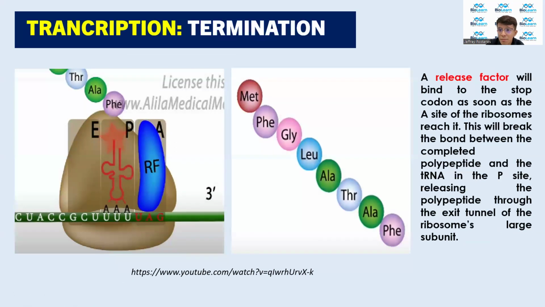So remember, the end product of the central dogma of molecular biology is protein. How does it become a protein? It starts with DNA replication, followed by transcription and translation. So that ends the discussion on gene expression. Thank you.